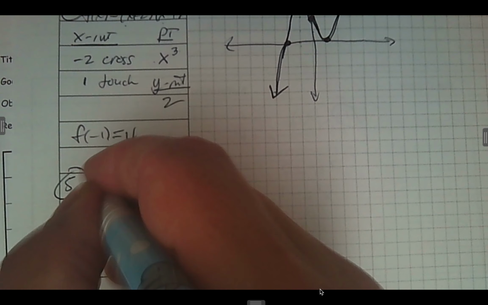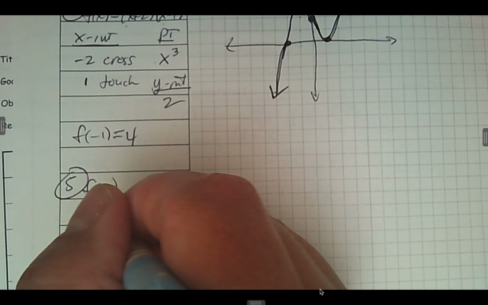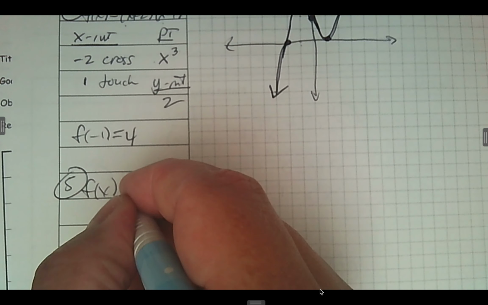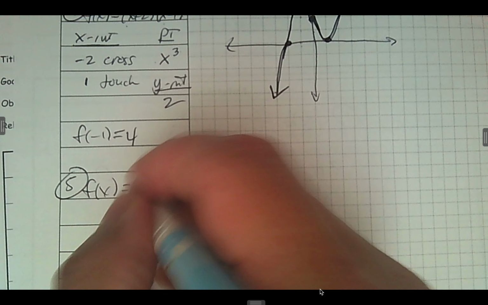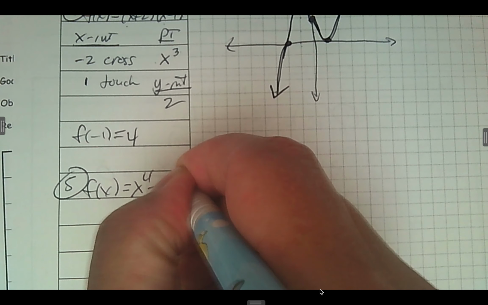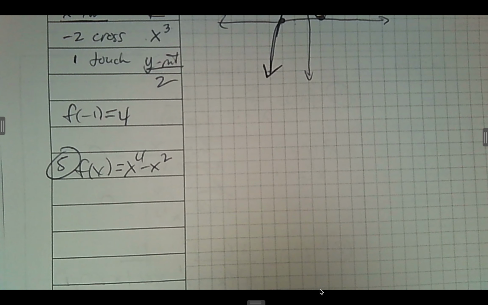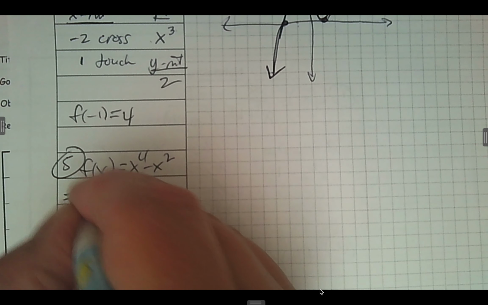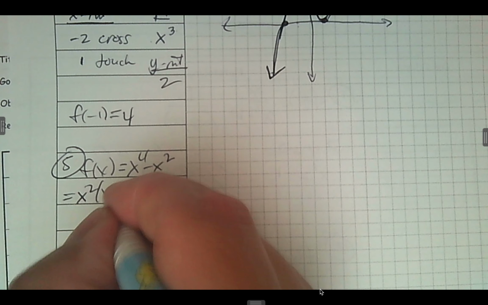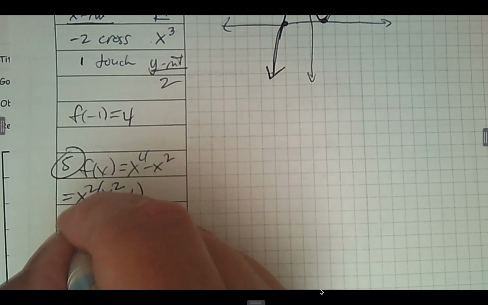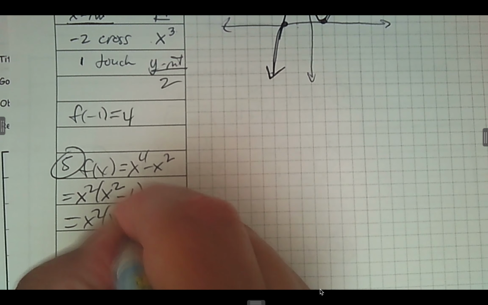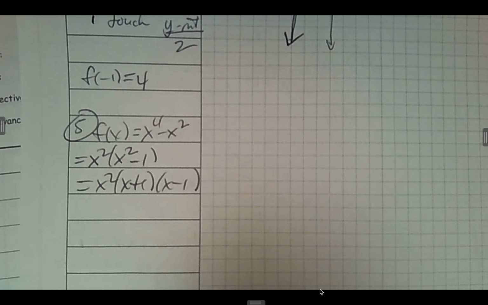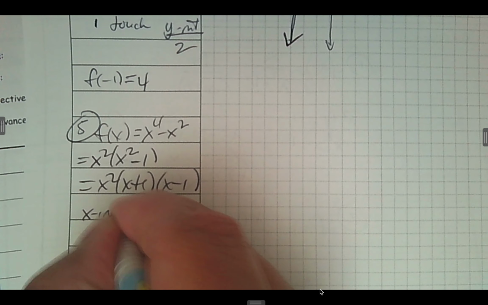In number 5, you have f of x equals x to the 4th minus x squared. So this is a polynomial. So the domain is all real numbers. The first thing I'm going to do is factor out an x squared. That leaves me with x squared minus 1. And then if I continue, that's a difference of squares. Now it's completely factored.